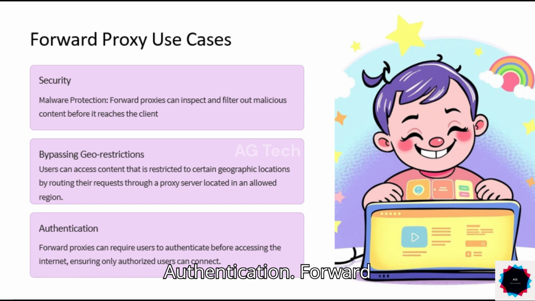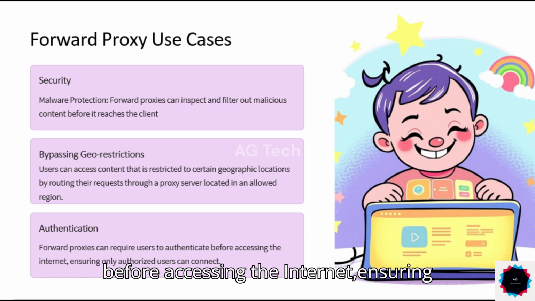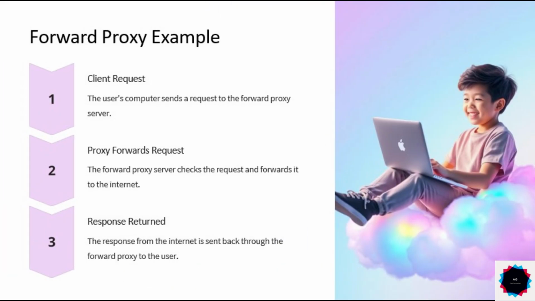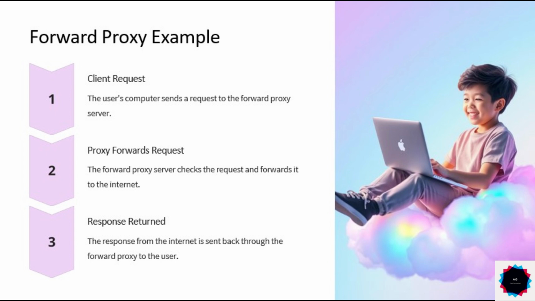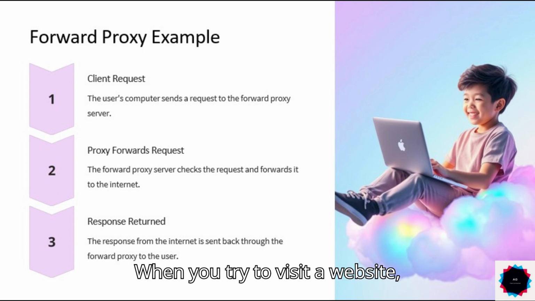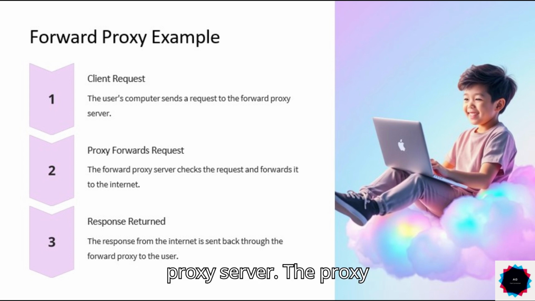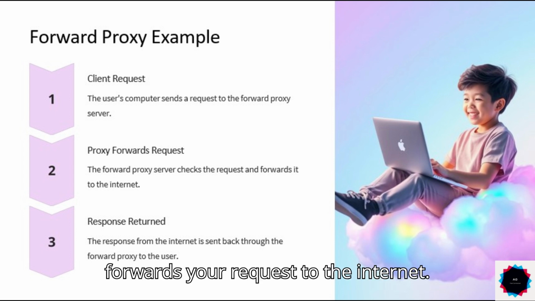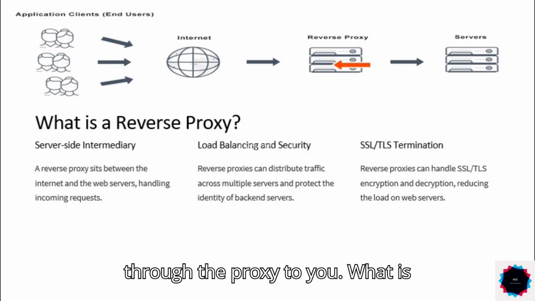6. Authentication. Forward proxies can require users to authenticate before accessing the internet, ensuring only authorized users can connect. Example: imagine you are at work and your company uses a forward proxy to control internet access. When you try to visit a website, your request first goes to the forward proxy server. The proxy checks if the site is allowed and, if so, forwards your request to the internet. The website's response then goes back through the proxy to you.